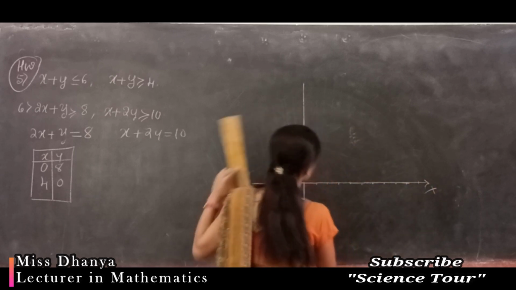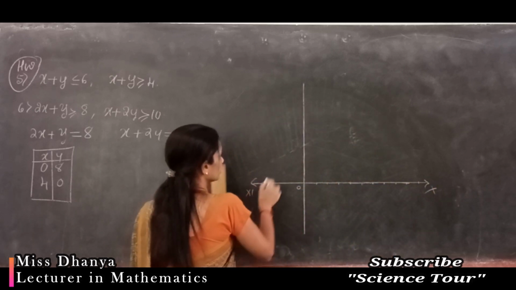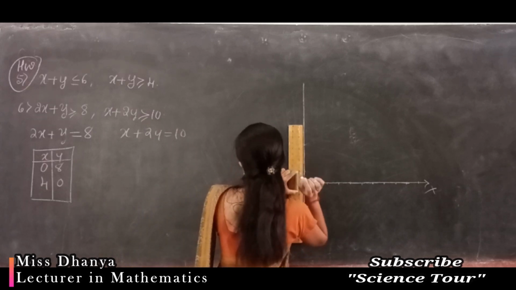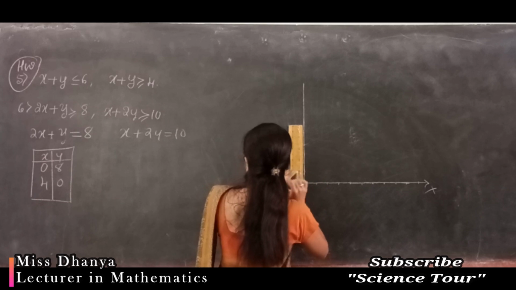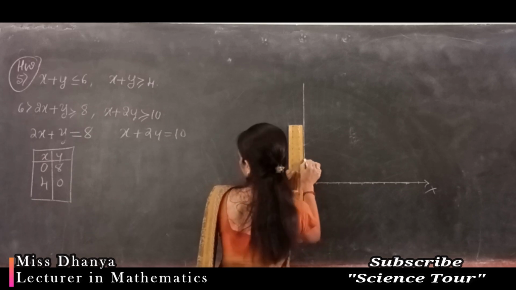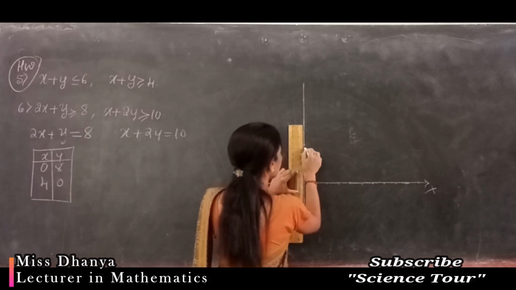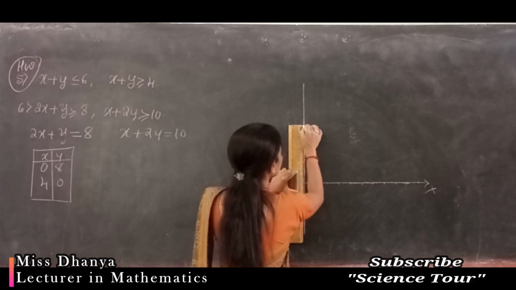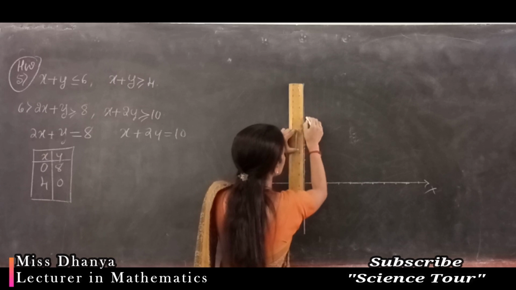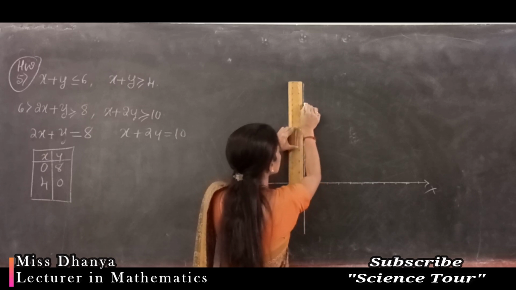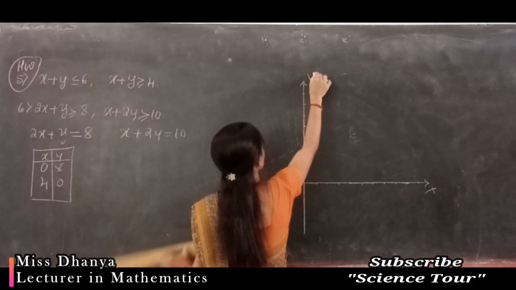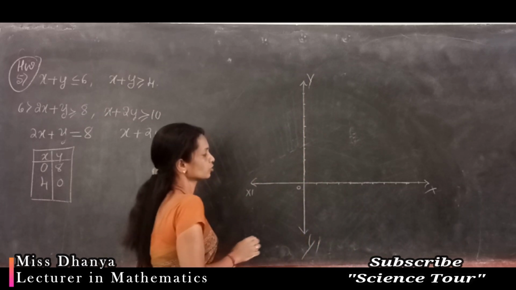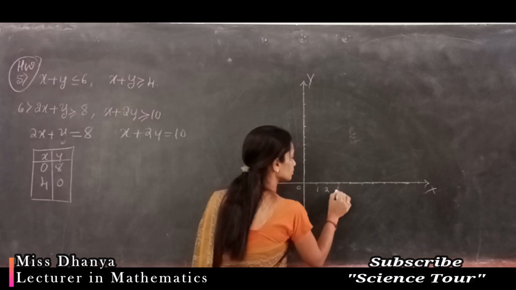On the y axis, up to 5 is enough, but there we need up to 8, so mark up to 8. 1, 2, 3, 4, 5, 6, 7, 8. Y axis YO Y dash, X axis XO X dash, and mark.